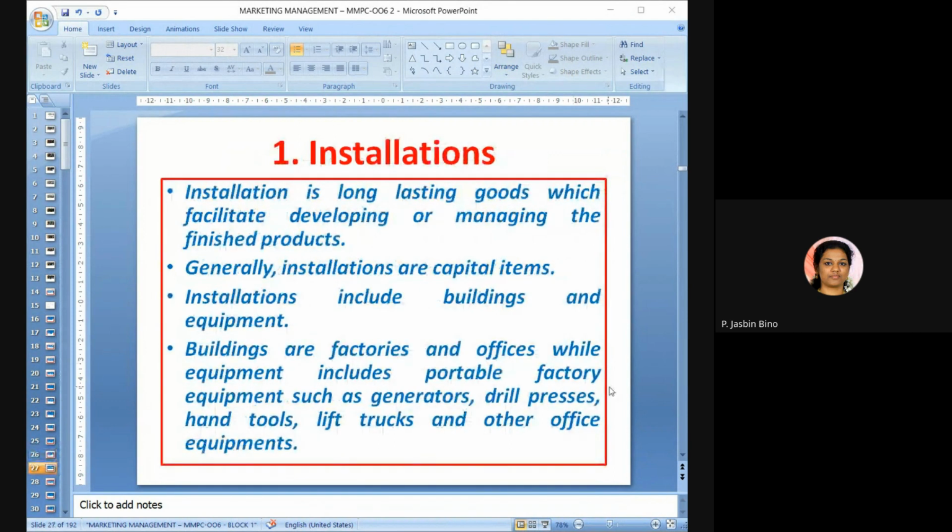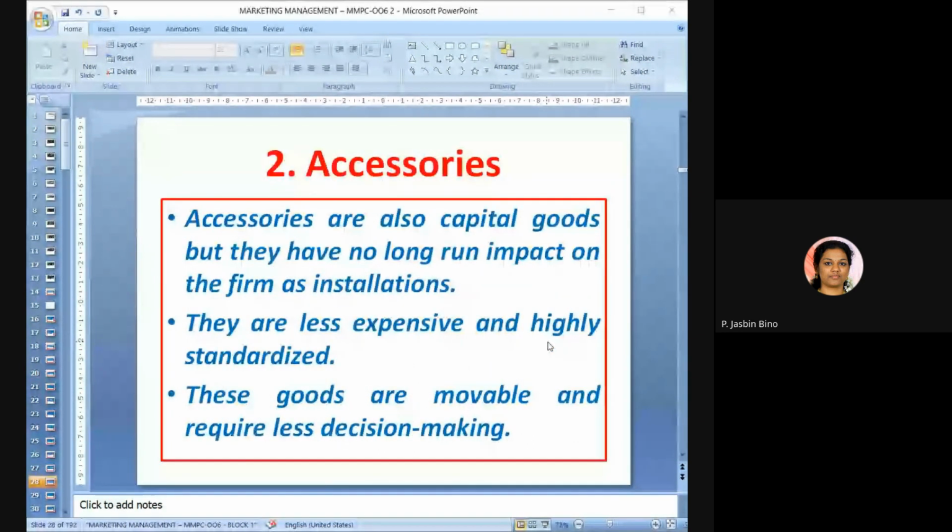Installations are long-lasting goods which facilitate developing or managing the finished goods. They are the capital items. It includes buildings and equipment. Buildings are normally factories and offices, while equipment includes portable factory equipment like generators, hand tools, lift trucks, office equipment, etc. Accessories are also capital goods, but they don't have any long-run impact on the firm.